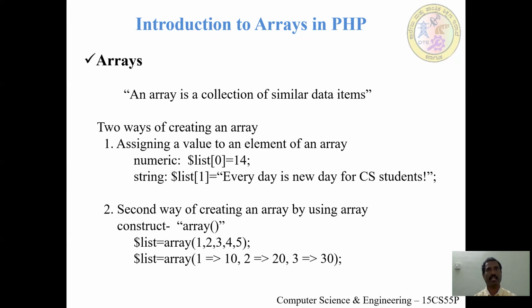That is, we can directly assign a value to an element of an array, like the 0th element of $list, where I am assigning the value 14. Similarly, we can also assign a string. And the second way is using the array construct. Using the array construct, we can directly assign values to the array. Here is an example where we directly assign the values to the indexes.